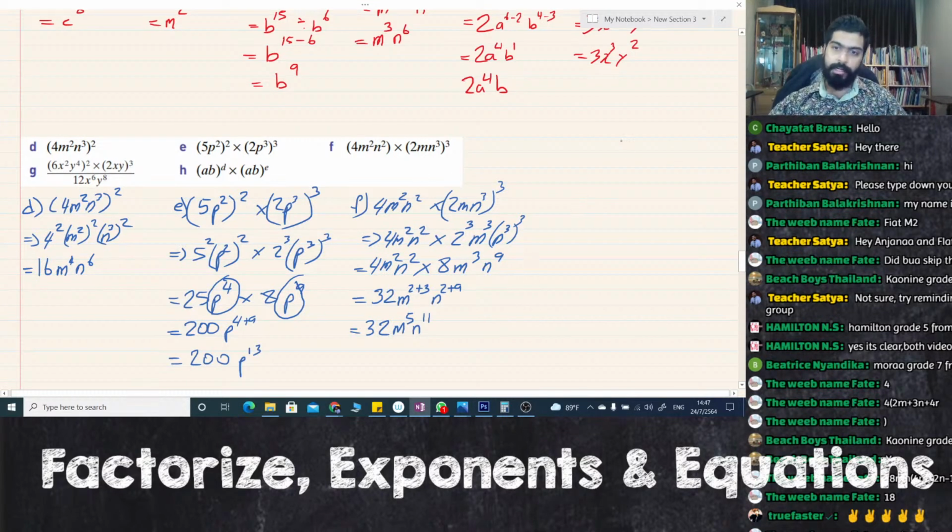Now let us go to the next question. Question G, right? Question G. This might be a bit hard. So let's see, guys. So we have 6x squared y to the power of 4, and all of this raised to the power of 2, multiplied with 2xy to the power of 3, divided by 12x to the power of 6 and y to the power of 8.